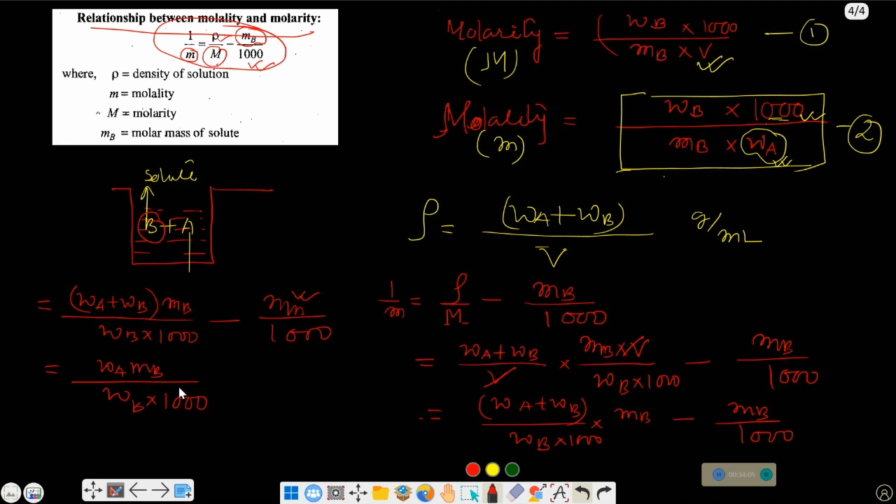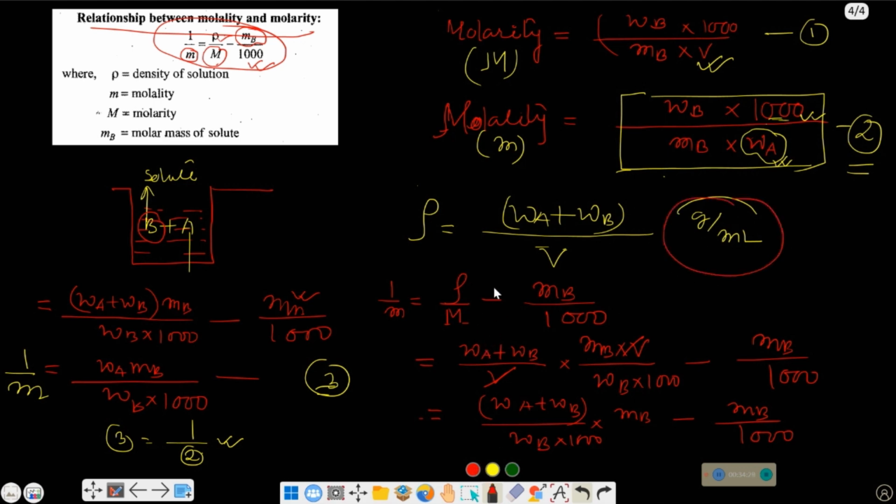So if we compare equation number 3 with equation number 2, we will get just 1 by M. Okay, that is, equation number 3 is equal to 1 upon equation number 2, right? So it is proven. So this particular formula you just remember, where density is in gram per ml. Okay, gram per ml. You should remember this particular formula.